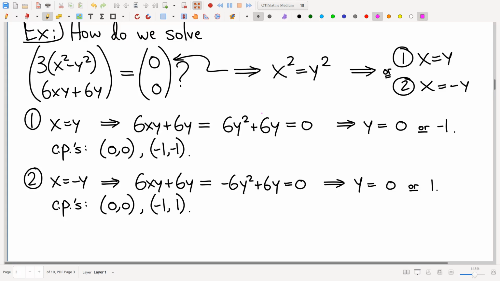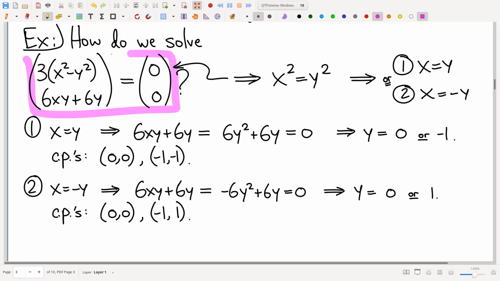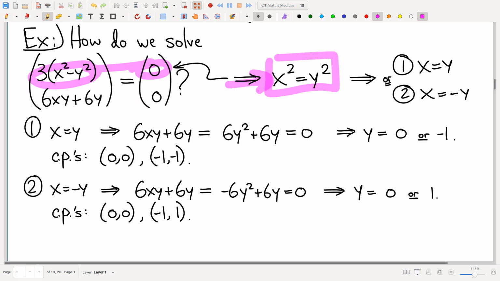And here's one. Nonlinear system of equations. Something like this you might encounter in trying to find critical points. Well, this first equation tells you that x squared is y squared. And here's where a lot of students mess up. A lot of students will say, oh, well, that implies that x must equal y. And that is not true. Straight up doesn't.